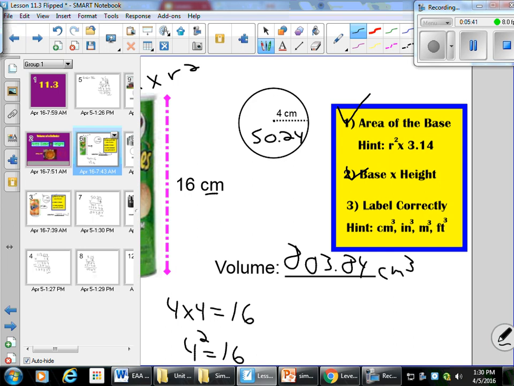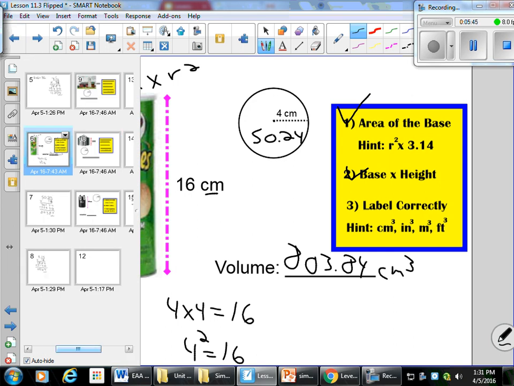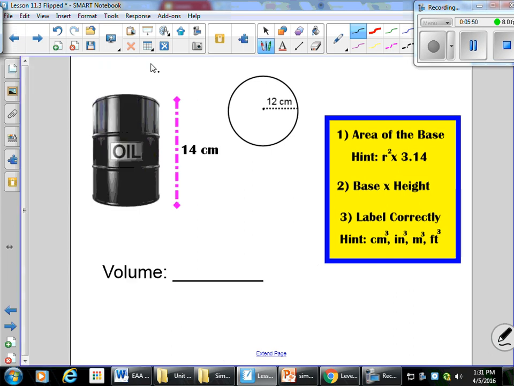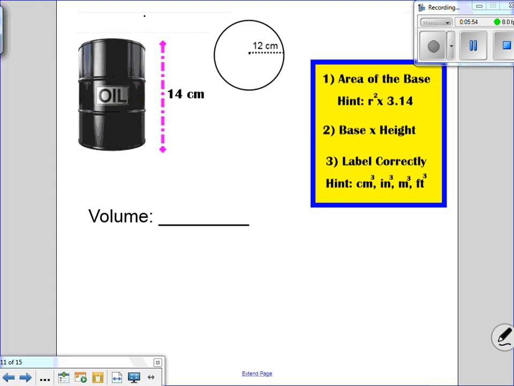I'll do one more problem for you for practice. I'm going to do this one right here. An oil can. Okay, let's take a look. First of all, I have to find the area of the base. Right here is my base.